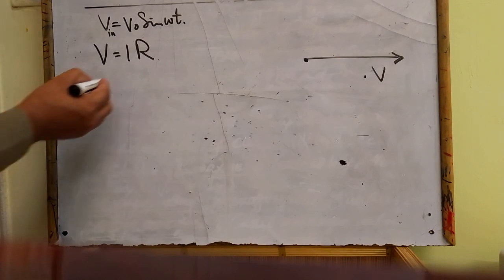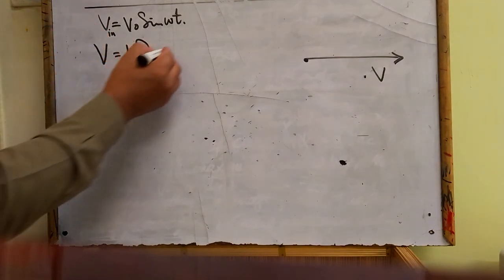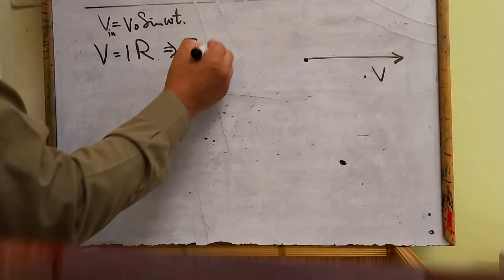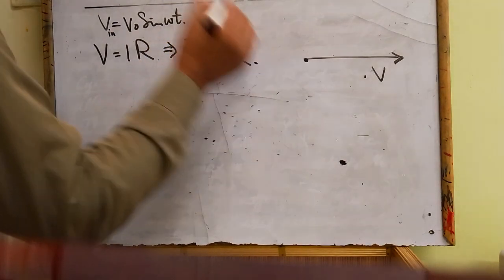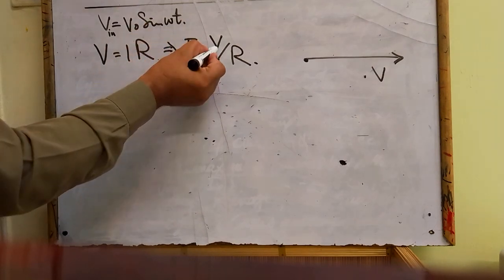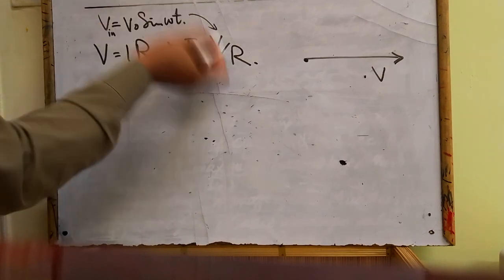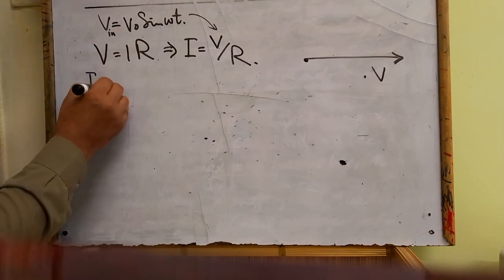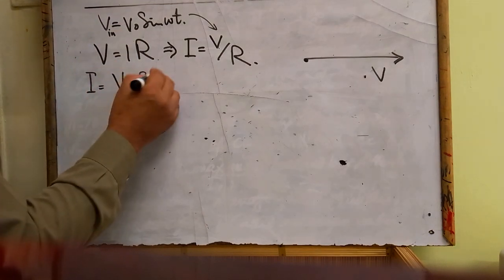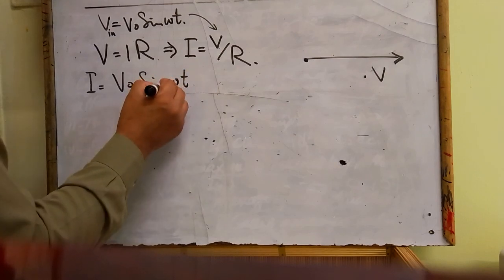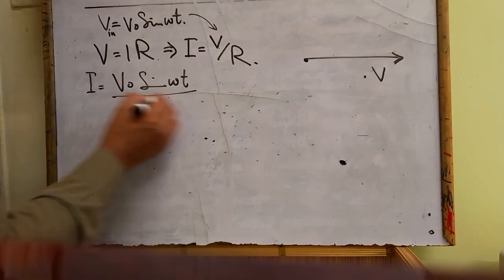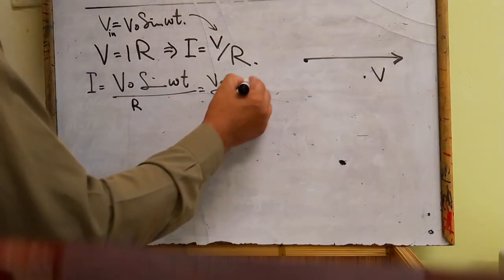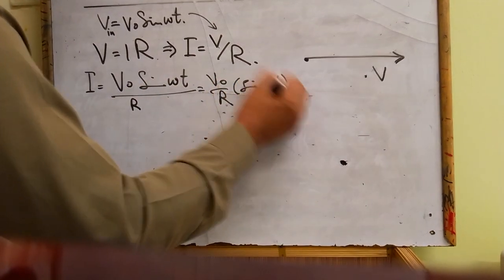We are going to derive an equation for the current. So, modifying the equation like I is equal to V divided by R. Now, putting the value of V in this equation from this one, I is equal to V naught sine of omega t divided by R. We can write V naught divided by R into sine of omega t.